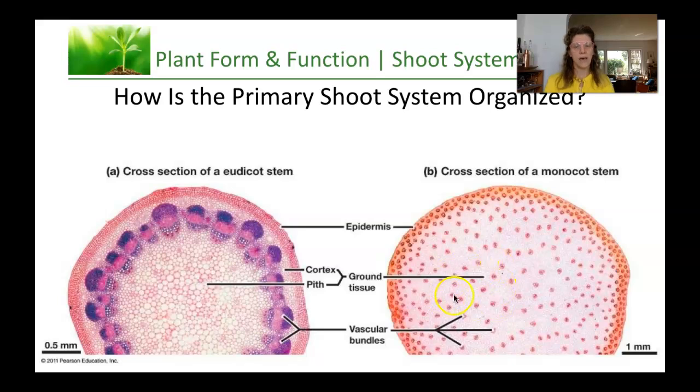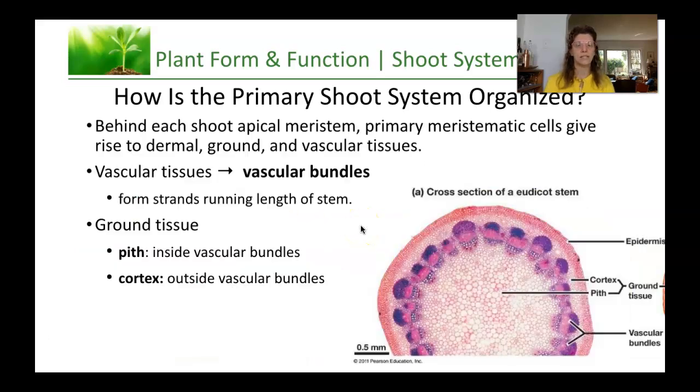And in between all of that is your ground tissue, which goes for both. The difference here is we have differentiation of these cells, where we talk about the ground tissue on the outside of that vascular bundle as the cortex, and on the inside we call that the pith. And then both of them have an outer epidermis. So that's that organization we talked about, where I use those terms vascular bundle, and in the ground tissue we talk about pith and cortex.